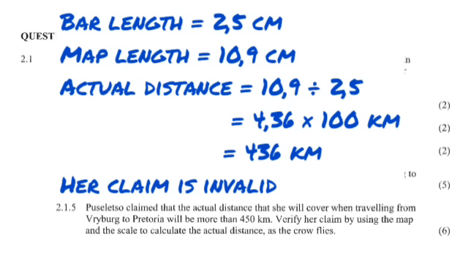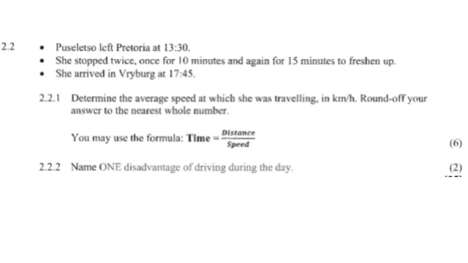So when you multiply with it, it gives you 436, and therefore her claim is invalid, because in her claim she said she will cover more than 450, and as you can see, this is 338 kilometers. So the key there is have your ruler in the exam room.